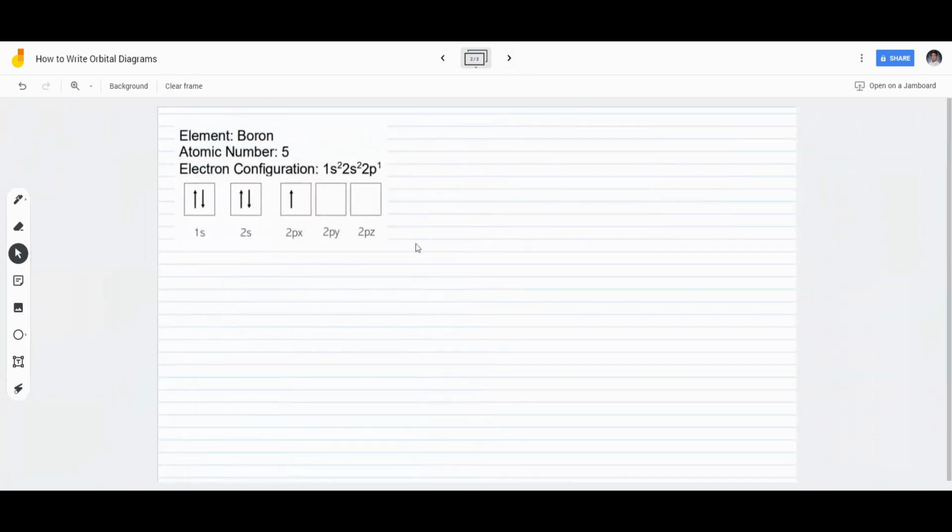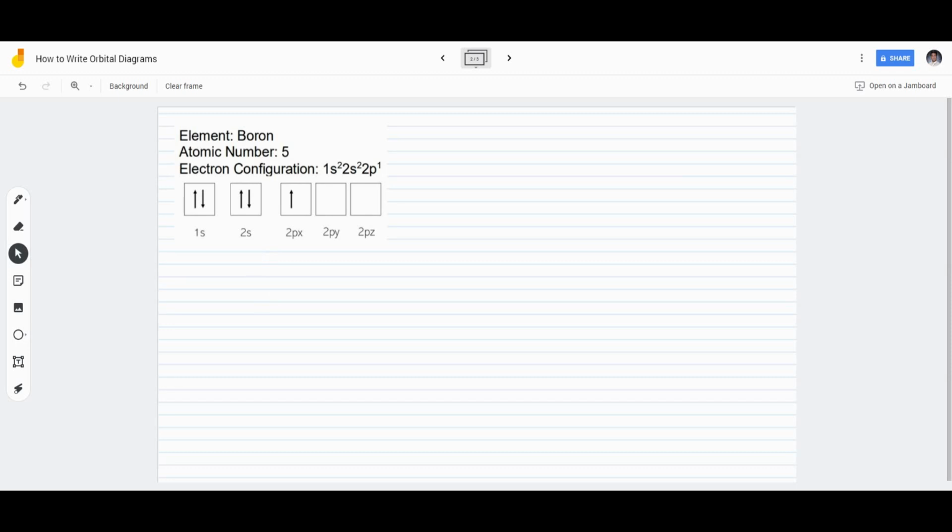All right, so in your modules, there was an example of an orbital diagram, which is for boron. Okay, the atomic number of boron is 5, so this gives you an idea of how many electrons we need to fill up. Okay, we don't actually need the electron configuration. This is just shown so that you can relate the electron configuration to the orbital diagrams.